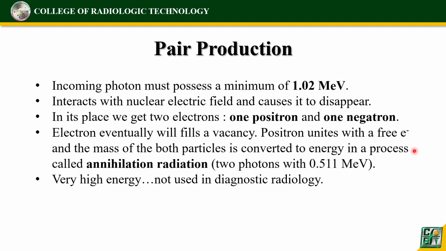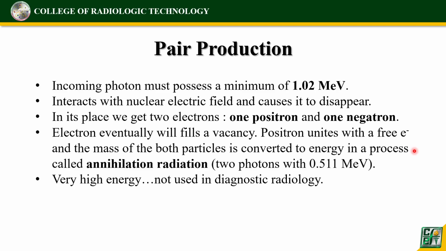So, ibig sabihin 1 million electron volts. So, kung kanina, thousands lang ang pinag-uusapan natin, kilo electron volts. Now, we are talking about million of electron volts. Okay? So, yan yung pinakamababang energy na required for pair production. 1.02 mega electron volts. Okay. So itong photon na to na nagpo-possess ng 1.02 mega electron volts, okay, it will interact directly with the nuclear electric field.